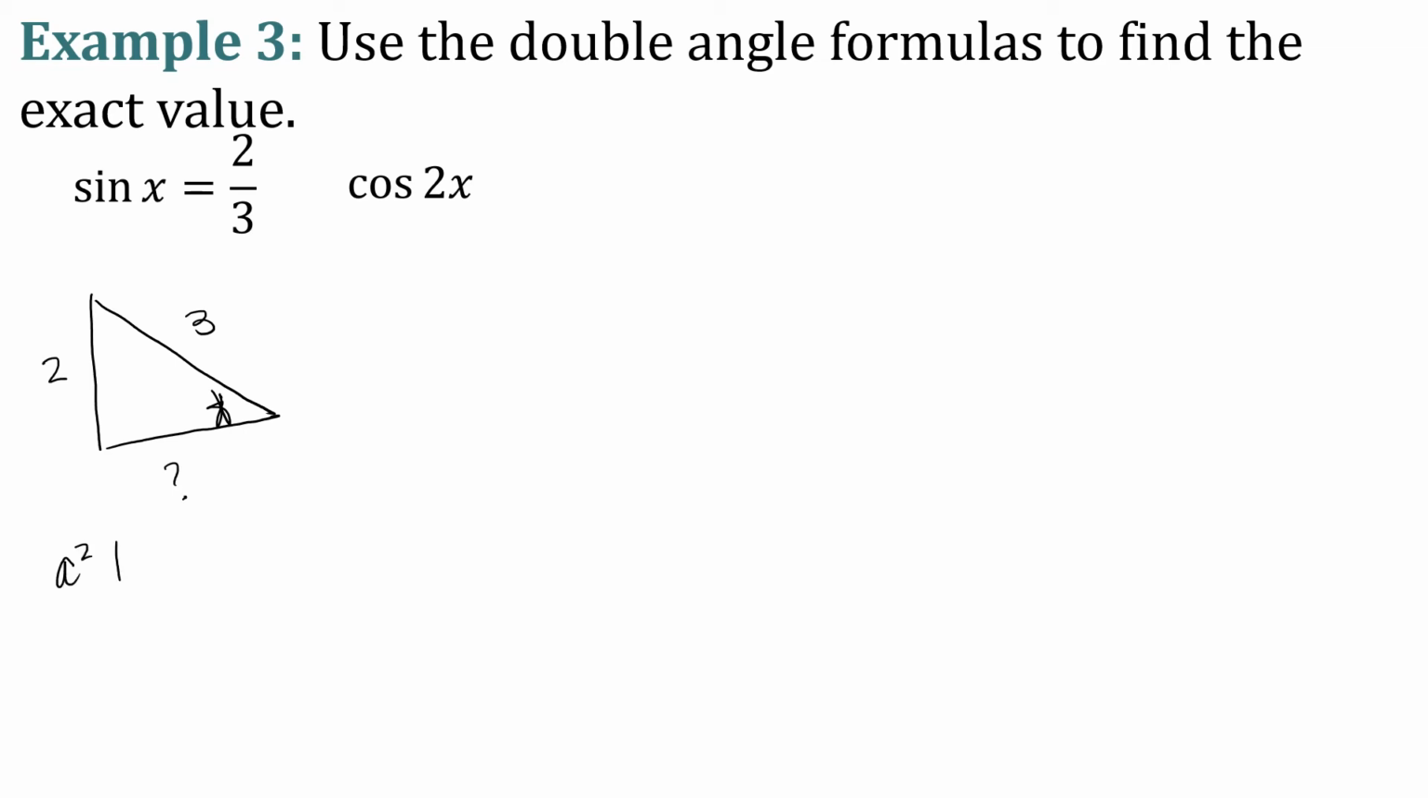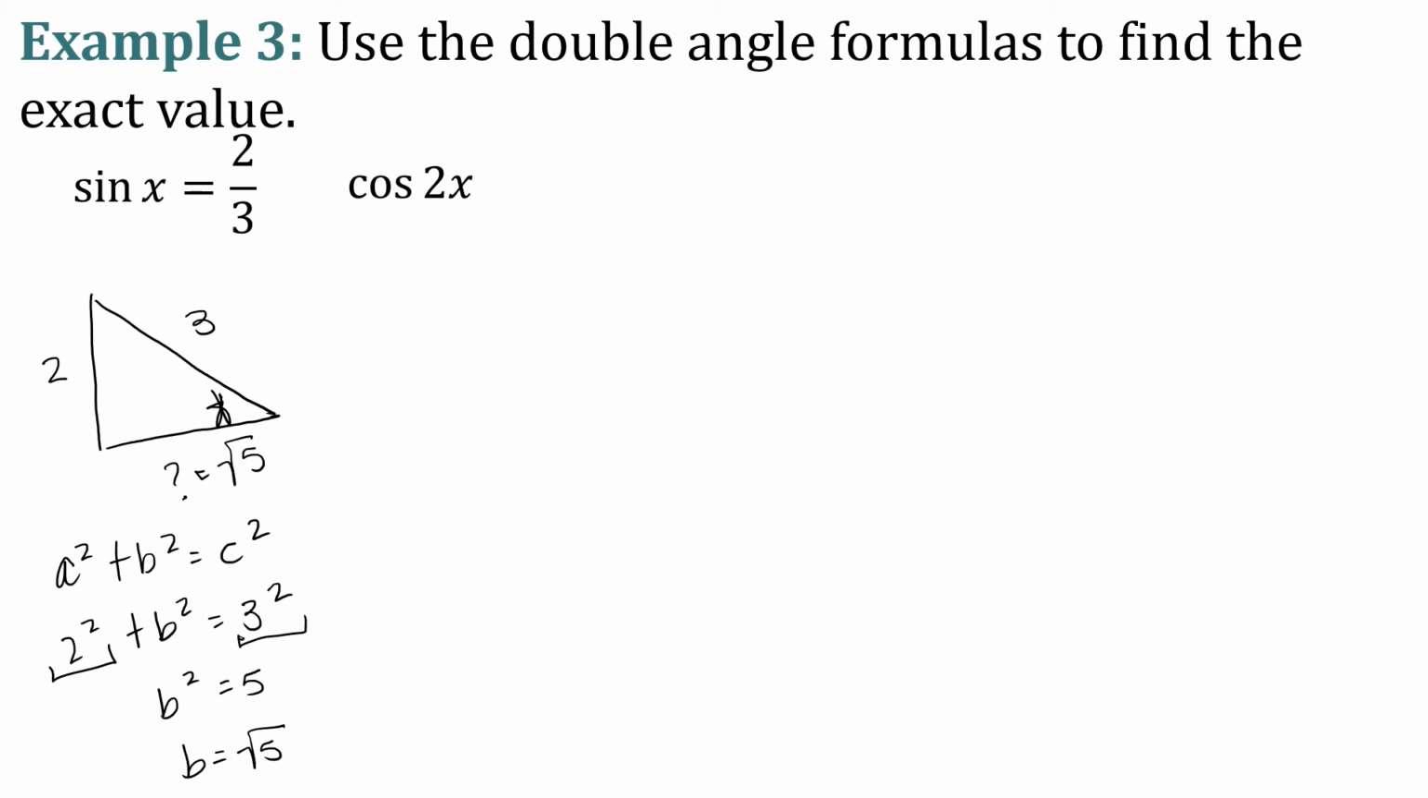So we have a squared plus b squared equals c squared. So 2 squared plus b squared equals 3 squared. So 9 minus 4 is 5. So b is the square root of 5. So now we know that cosine is the square root of 5 all over 3.